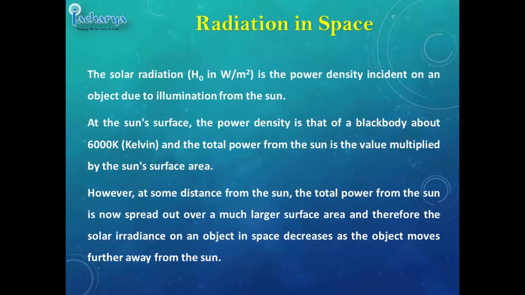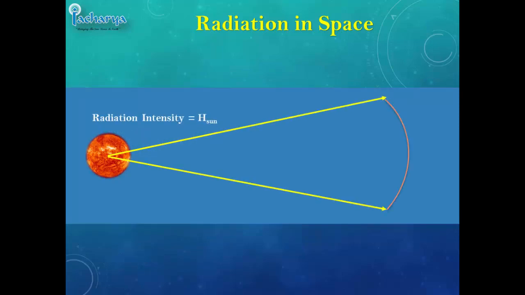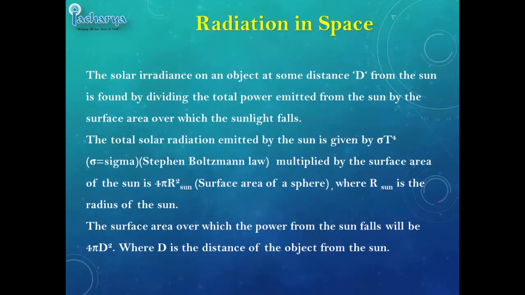However, at some distance from the sun, the total power from the sun is now spread out over a much larger surface area. And therefore, the solar irradiance on an object in space decreases as the object moves further away from the sun. The solar irradiance on an object at some distance d from the sun is found by dividing the total power emitted from the sun by the surface area over which the sunlight falls.